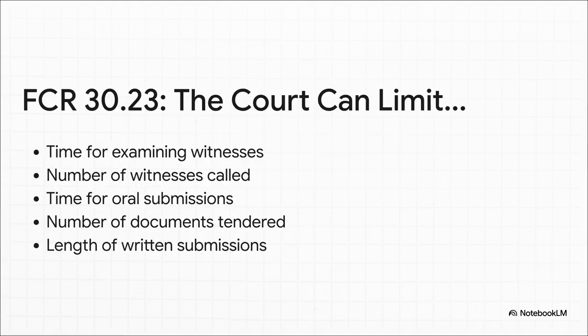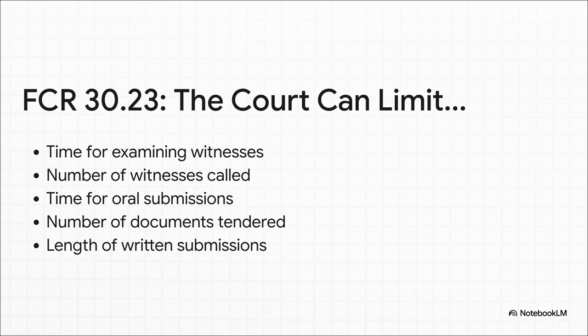So what can the court do under 30.23? Well, a judge can limit how long you have to cross-examine a witness. They can limit the total number of witnesses you're allowed to call. They can cap the length of your oral submissions. They can even limit the number of documents you can tender. They can demand written submissions and even tell you how many pages you get. This isn't passive umpiring.